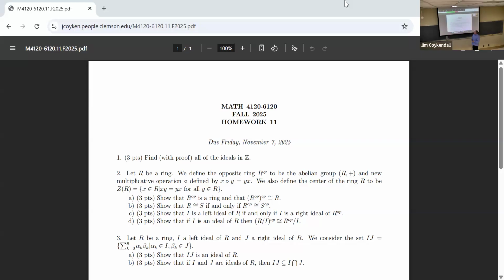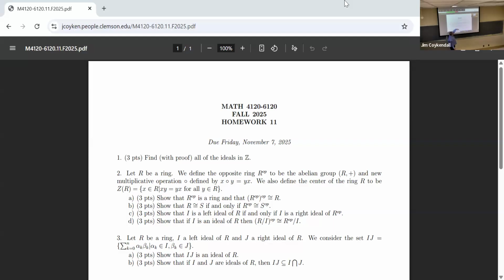Let R be a ring. We define the opposite ring, R op, to be the same ring in the sense that the abelian group is the same. The elements are the same. The addition is the same. But we've got this fancy new operation defined by x circle y is yx. So basically, the multiplication reverses the order. So x times y in the opposite ring is the same thing as what yx would have been in the original ring. We also define the center of the ring to be everything that commutes with everything in the ring. So in particular, if this is a ring with identity, 1 is always in the center of the ring.